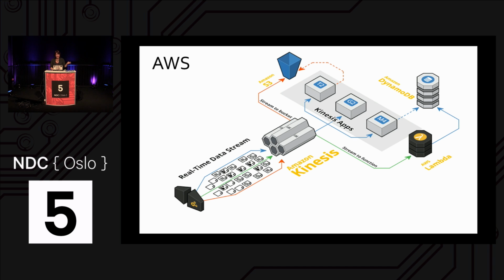So you see this pattern a lot. This is a data stream coming in through Kinesis pipe. And then you have a cold path over here, the red, going into the bucket, and a hot path going to the Lambda, going back to Dynamo. And then you have some processing going in. They call it a Kinesis app.